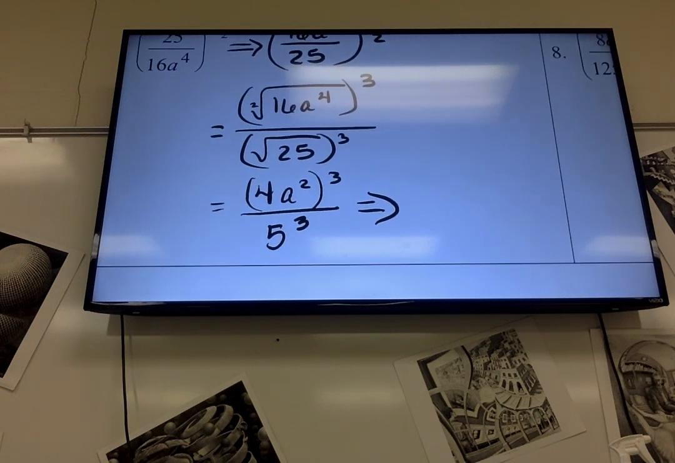Now, these are not as easy to come by. 4 cubed is 4 times 4 is 16 times 4 is 64. And you could work that out if you needed to. And a squared raised to the 3rd means you multiply those. That's a to the 6th. Does anybody know what 5 cubed is? 75. Ooh, that's 5 times 5 is 25. 25, you were doing times 3. 25 times 5 is 125.